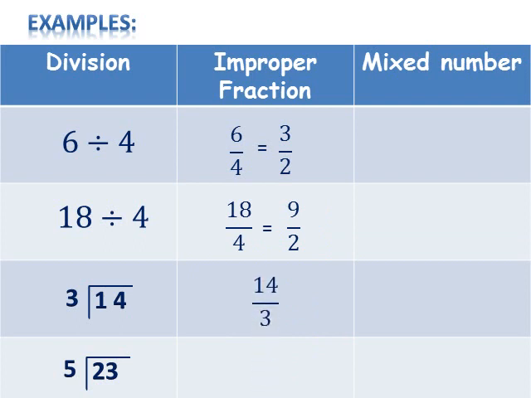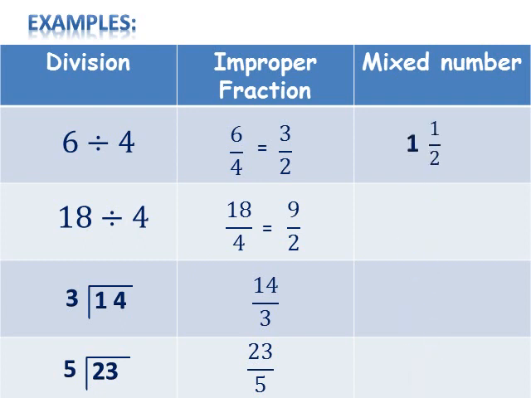14 divided by 3 is just 14/3. We cannot simplify that anymore. And 23 divided by 5 is 23/5. Okay, I think you might like improper fractions more than mixed numbers, but anyway, let's try to do that. Let's try to change these to mixed numbers.